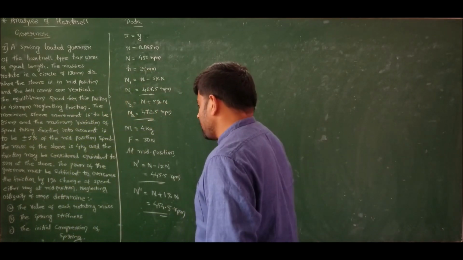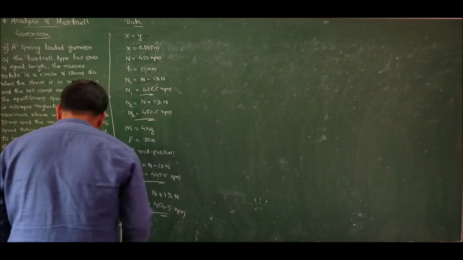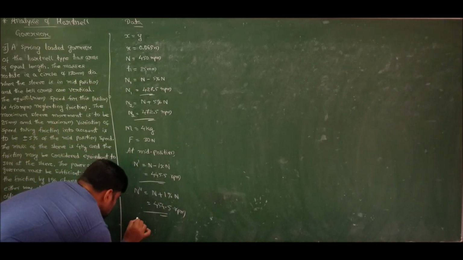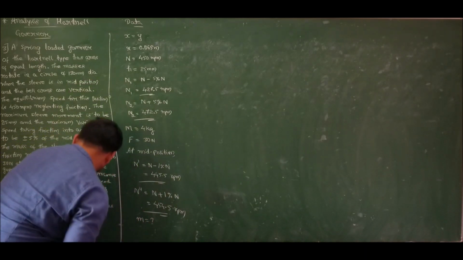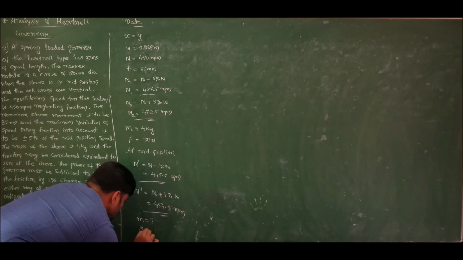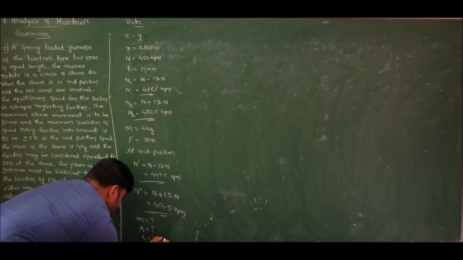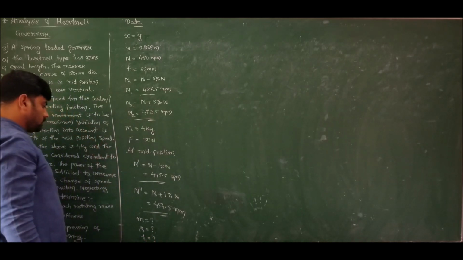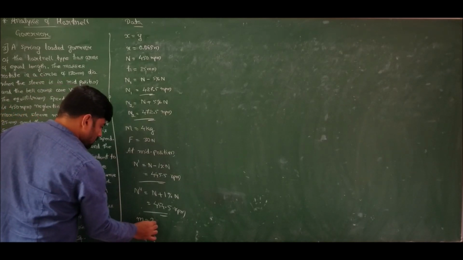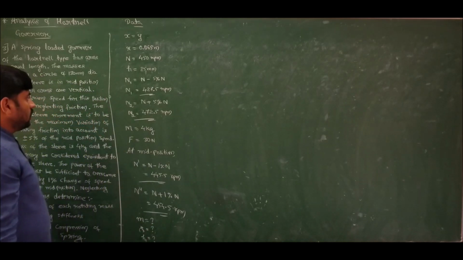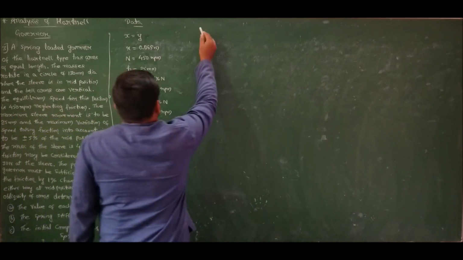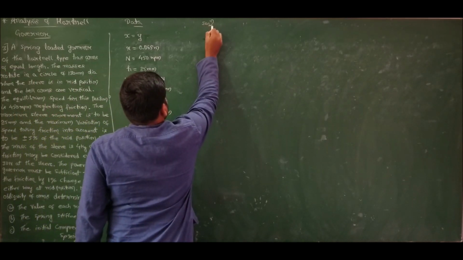Neglecting obliquity of arms, determine the value of rotating masses. So the mass of each ball is not known, the spring stiffness is not known, and the initial compression, that is H1, is also not known. Let us determine these values. So if I draw the line diagram first, we have to understand the problem.